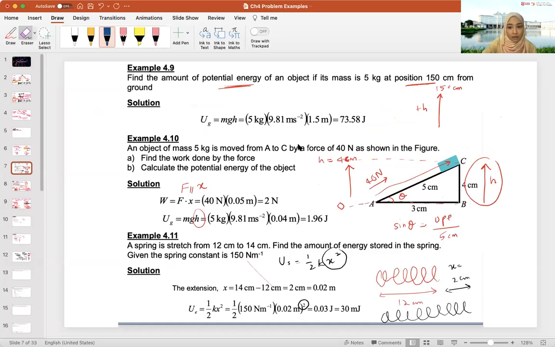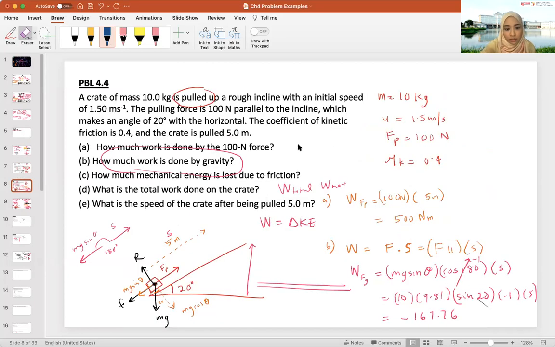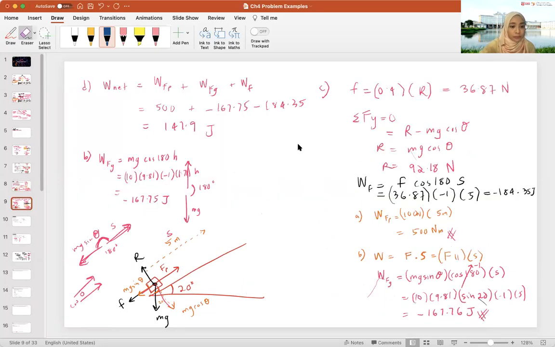Okay? Alright, so let's start with our example. If there are no questions, I'm going to start with our example. We have already done this example. I'm going to skip this one. We have done this one as well.